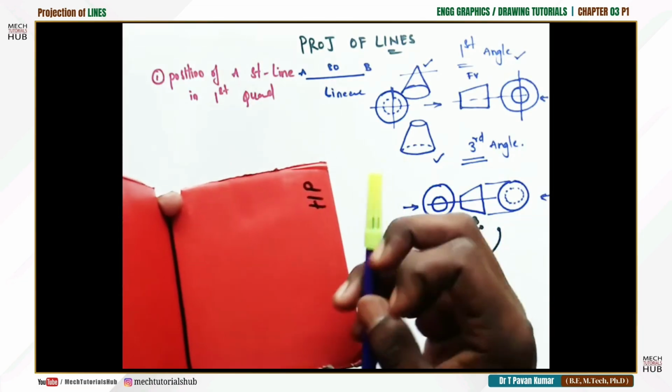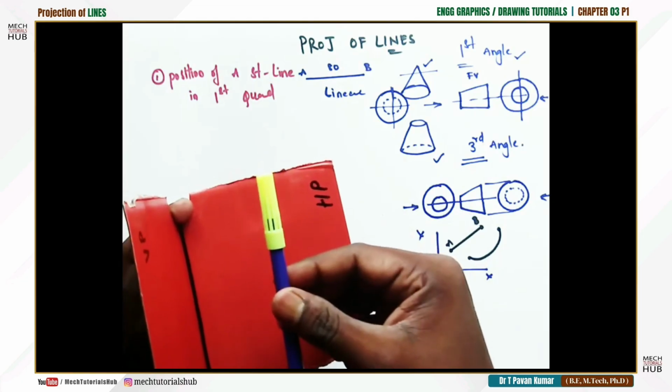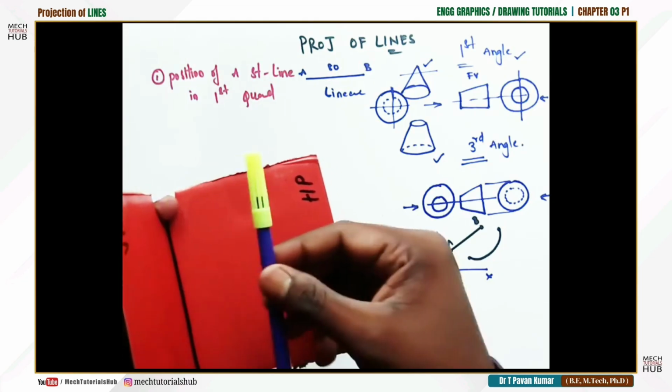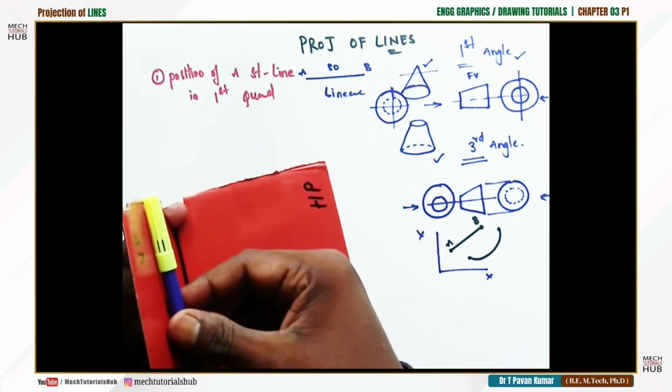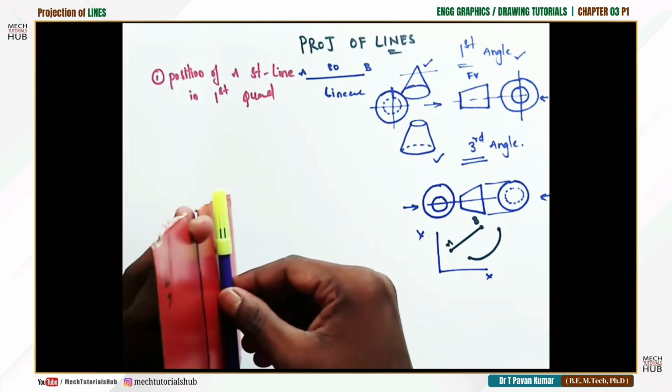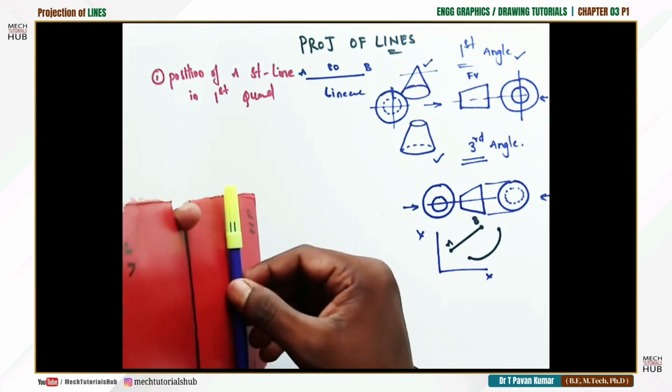Now, when the same line is parallel to both planes, what happens? You could see the true shape from the front as well as from the top. Same thing: the front view is falling on VP and the top view is falling on HP. HP will rotate clockwise 90 degrees always, so it will come below the XY line.